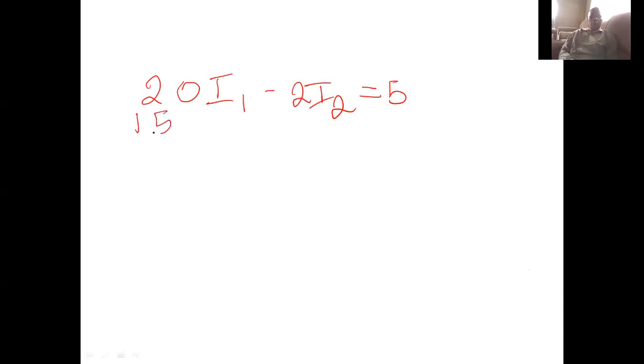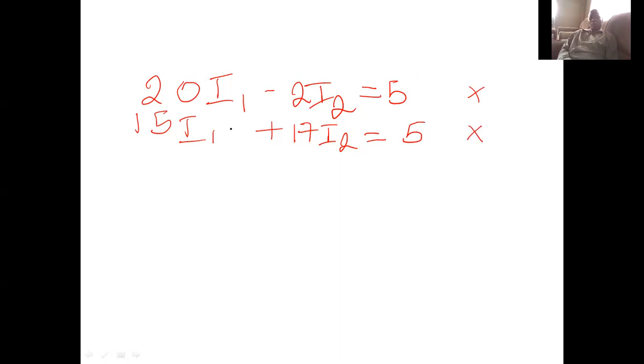We have 15I1 plus 17I2, which gives us 5. So we have these two simultaneous equations, which we can now solve. For us to solve these equations, one of the variables should be made to be 0. So we can multiply by a factor so that we eliminate one of them.